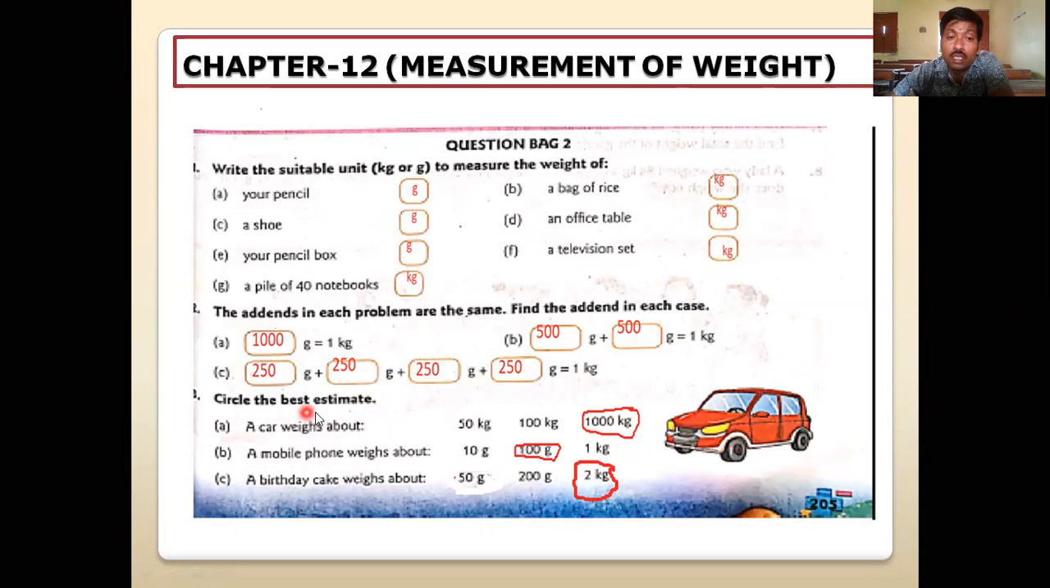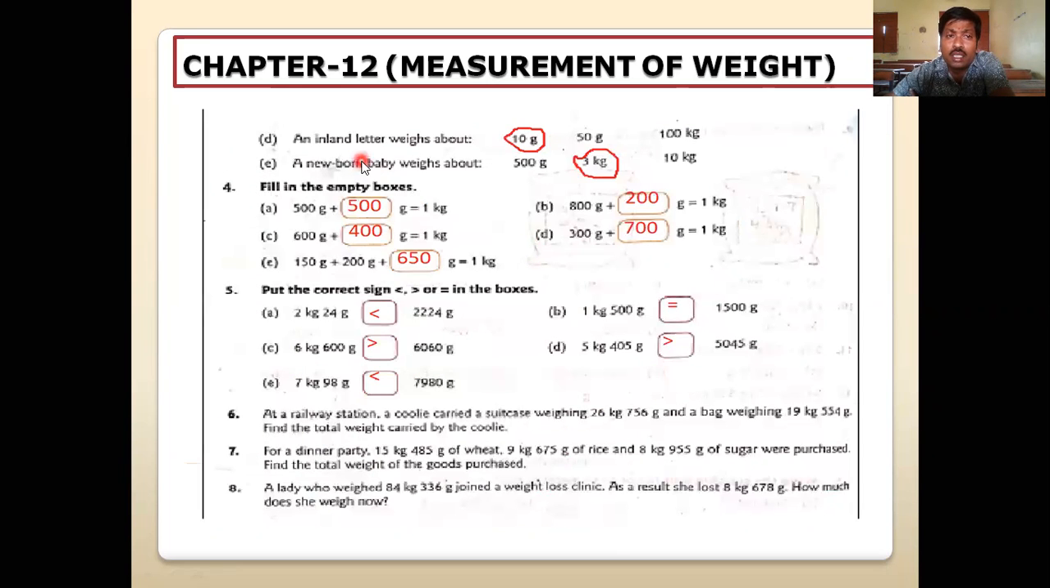Okay. Now circle the waste estimate. Waste estimate: a car weighs about 1000 kg, a mobile phone weighs about 100 gram, a birthday cake weighs about 2 kg. So these are very simple questions. It helps increase your common sense. Now here is another, an inland letter, that is the letter. Here it is 10 gram. A newborn baby weighs about 3 kg.